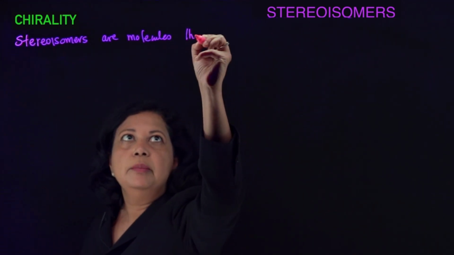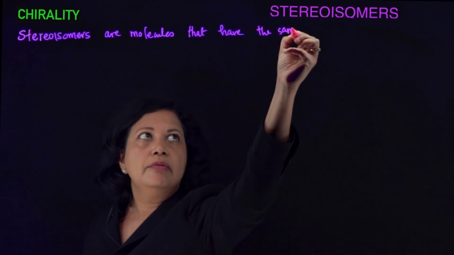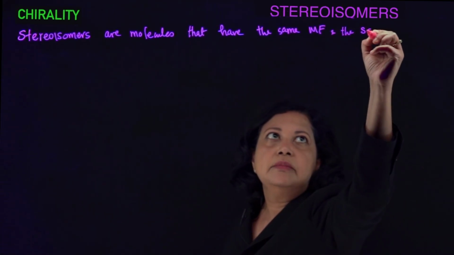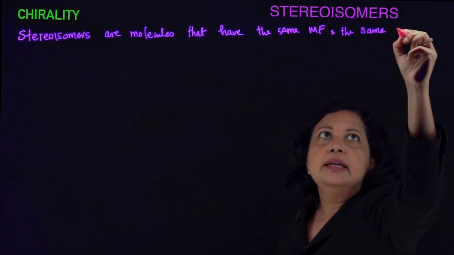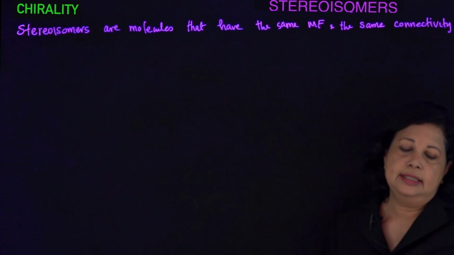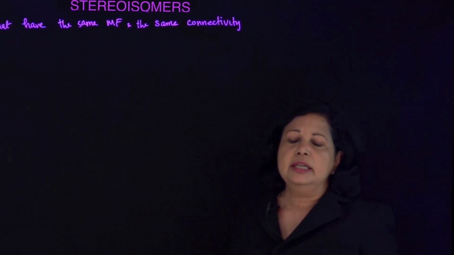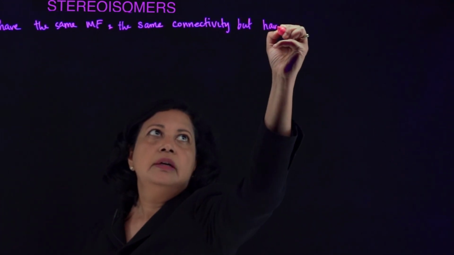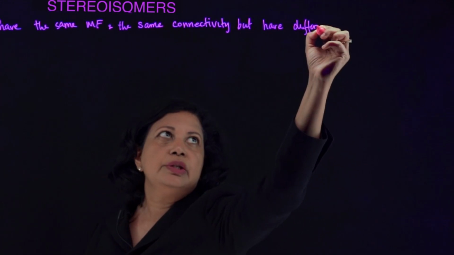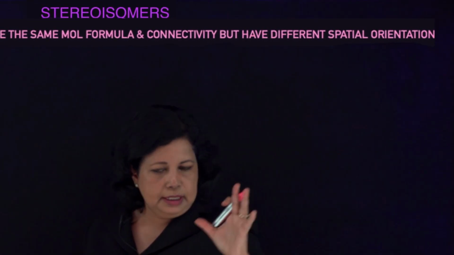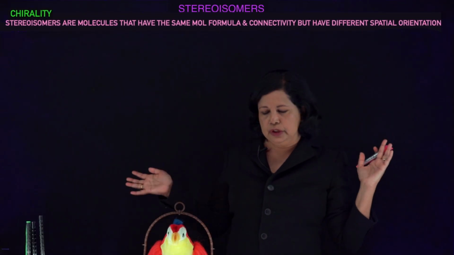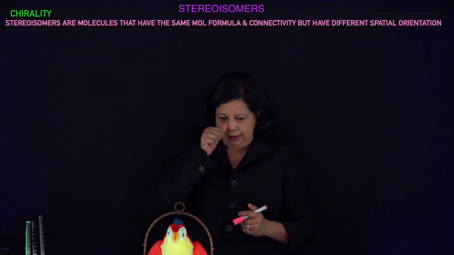Stereoisomers are molecules that have the same molecular formula. That means all the atoms are the same, and the same connectivity, that means they are not constitutional isomers. If you look at them, they look like they're the same molecule, but the spatial orientation of the atoms, or groups of atoms inside the molecule, is different. So we're going to look at some stereoisomers and some definitions here.